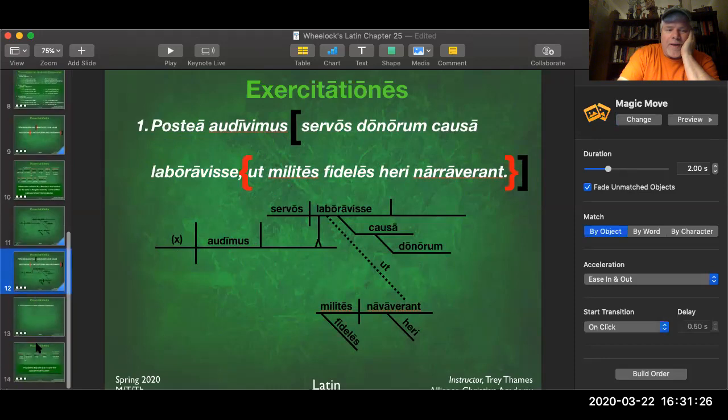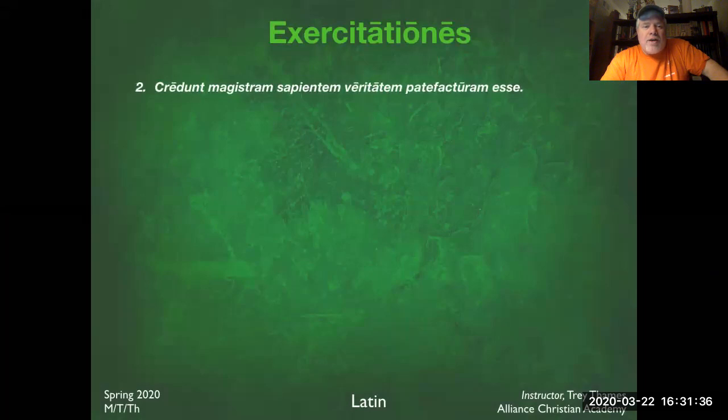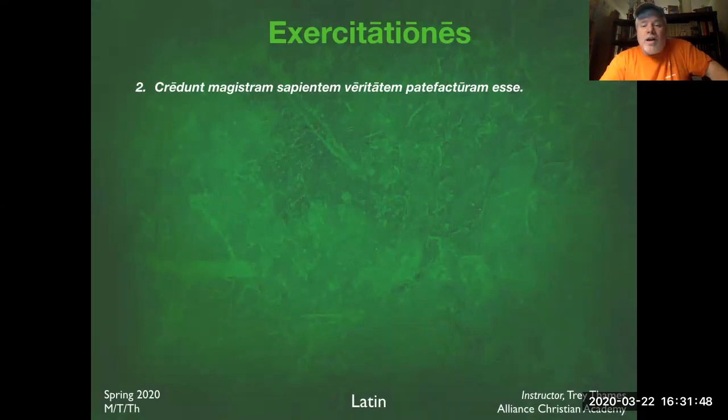All right, let's look at another example here. This is the last sentence. I think this is number 11. This is part of your homework, so you're actually getting two of your sentences done. So, credunt magistrum sapientem veritatem patefacturum esse. Notice we have credunt, which is a head verb, means to think or believe. You've got magistrum, which is an accusative, followed by, way down at the end of the sentence, an infinitive. That means magistrum is actually a subject that's in the accusative. So let's work this through.